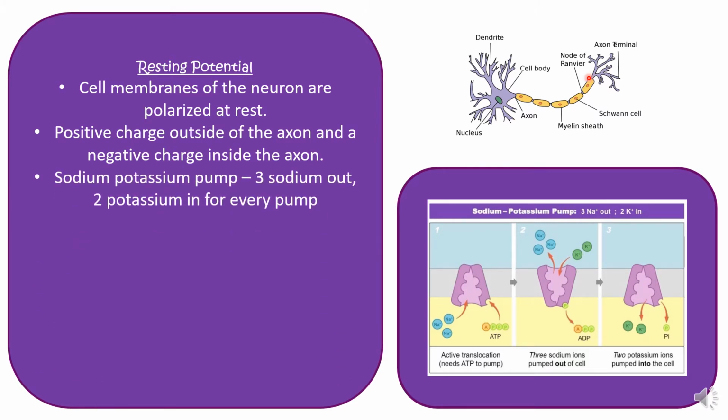During resting potential, the sodium-potassium pump is working. You can see that down here. For every 3 sodium ions that are being pumped out, 2 potassium ions are being pumped into the axon. That's obviously using ATP because it's a pump, it's an active process. You often get 2 marks for just saying 3 sodiums out and 2 potassiums in for every pump.